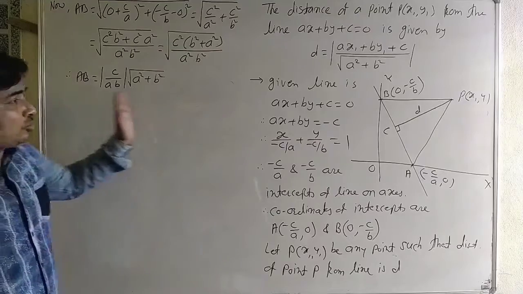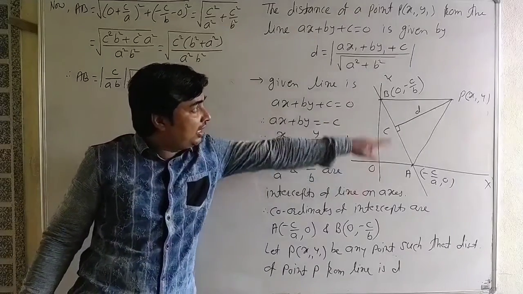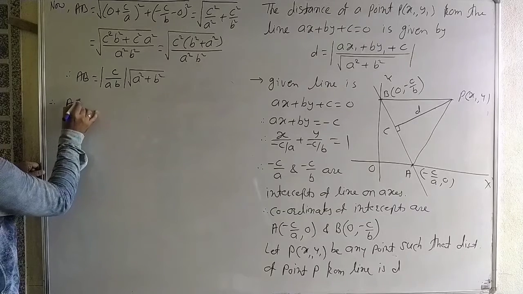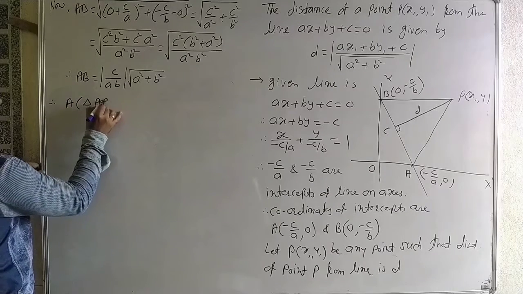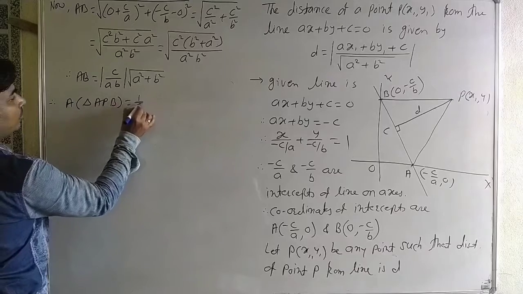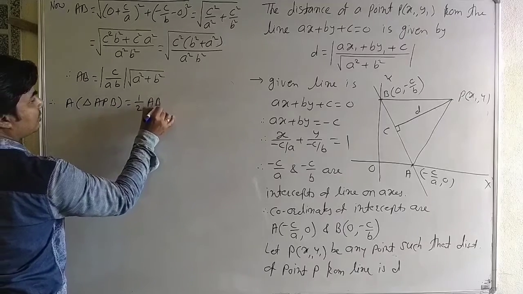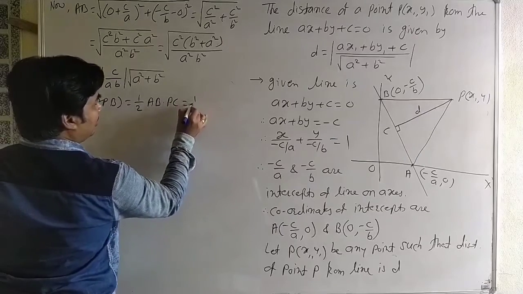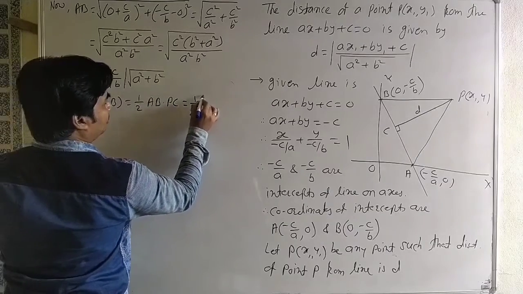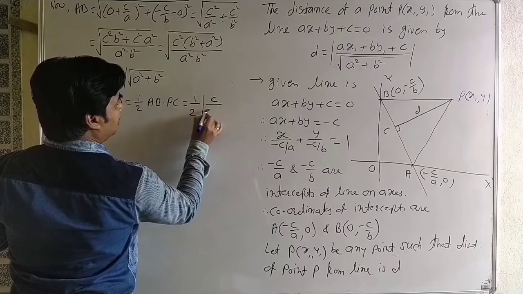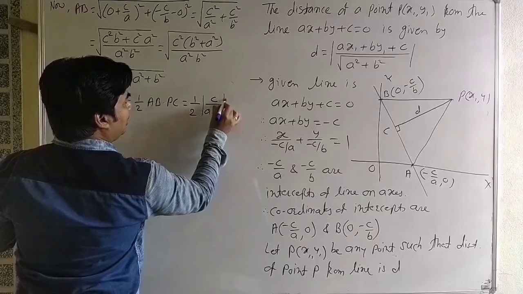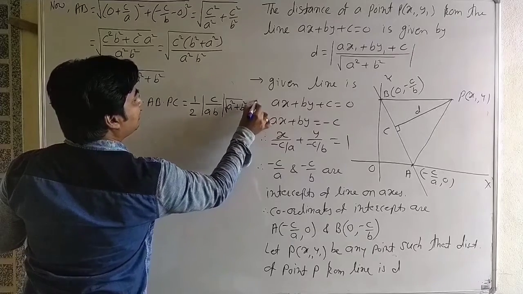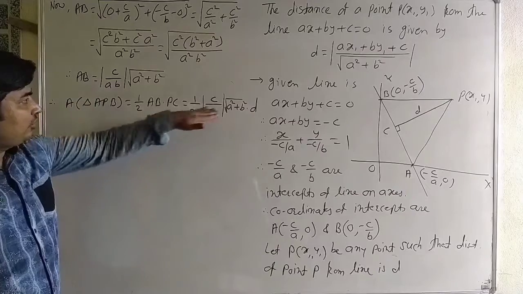It is the base of the triangle APB. Okay, therefore area of triangle APB is equal to 1 by 2 base into height, and that is 1 by 2 mod c upon AB under root of a square plus b square into D. Okay, it is the area of the triangle.